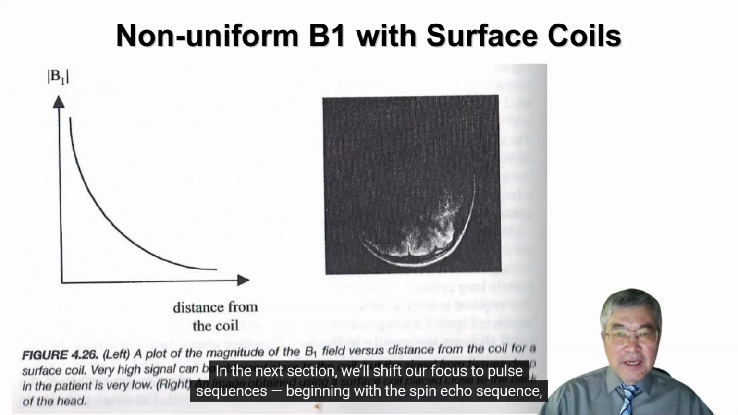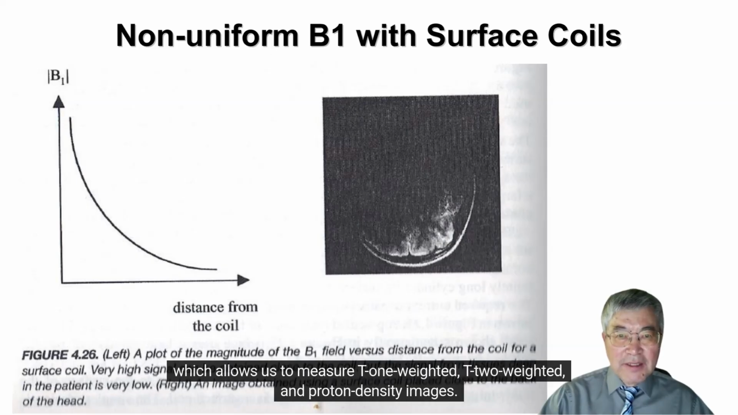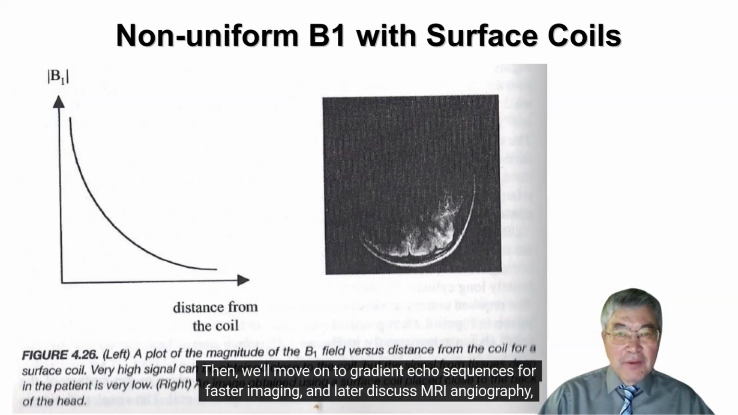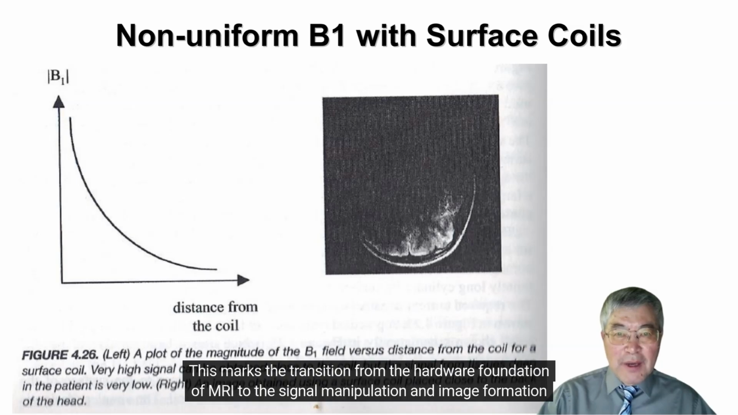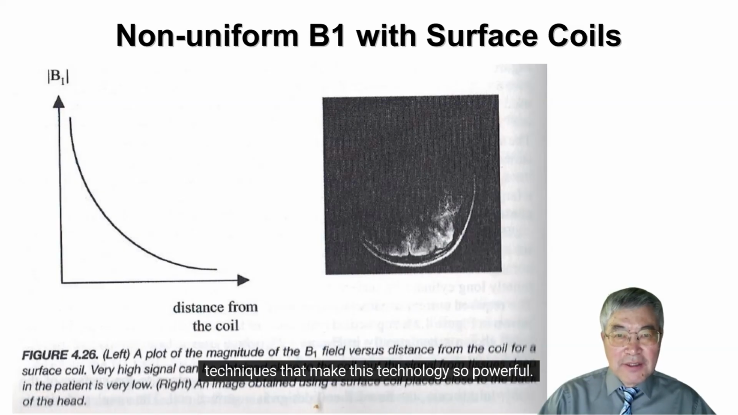In the next section, we'll shift our focus to pulse sequences, beginning with the spin echo sequence, which allows us to measure T1-weighted, T2-weighted, and proton density images. Then, we'll move on to gradient echo sequences for faster imaging, and later discuss MRI angiography, diffusion-weighted imaging, spectroscopy, and MRI contrast agents, along with their safety considerations. This marks the transition from the hardware foundation of MRI to the signal manipulation and image formation techniques that make this technology so powerful.